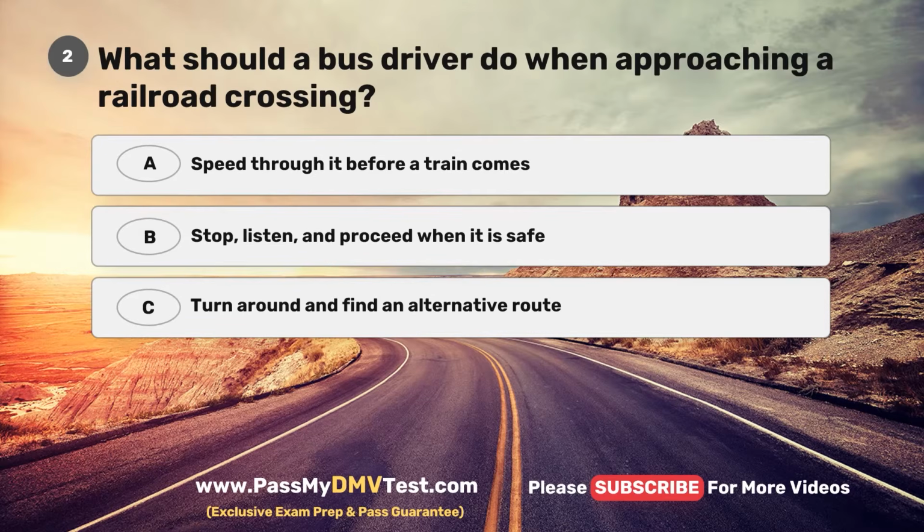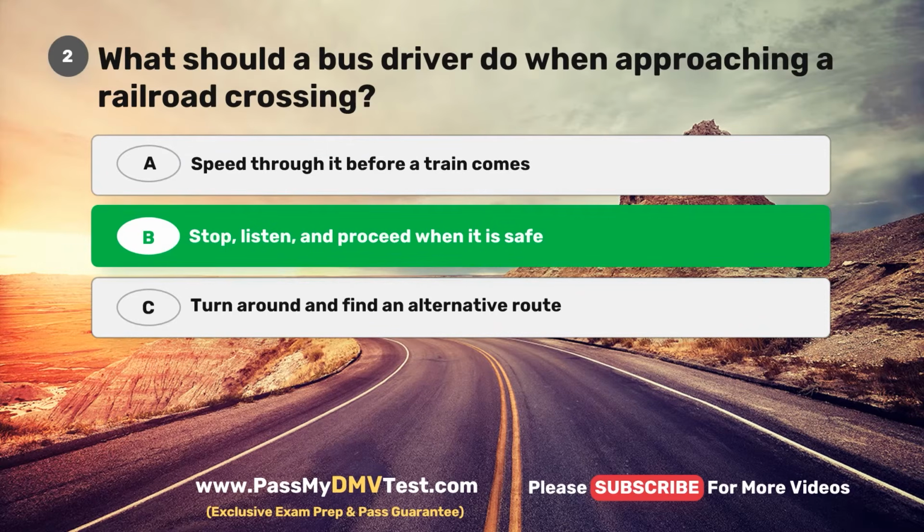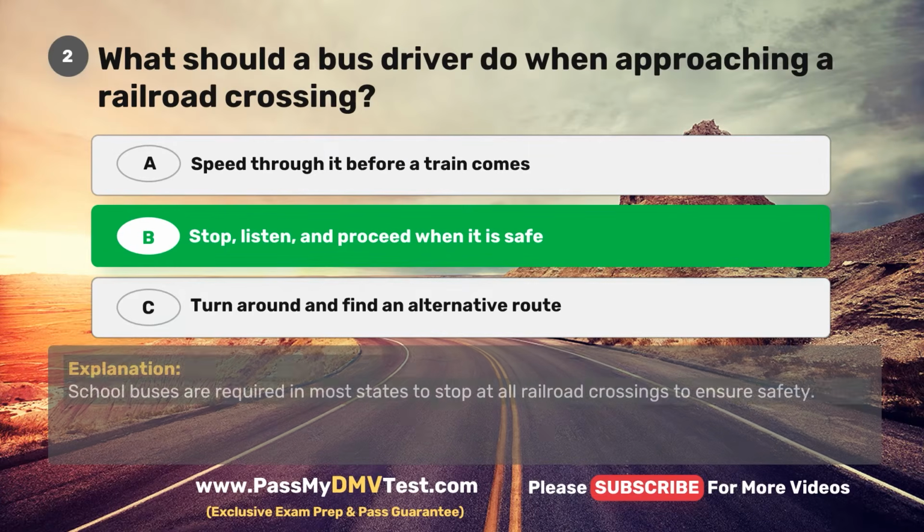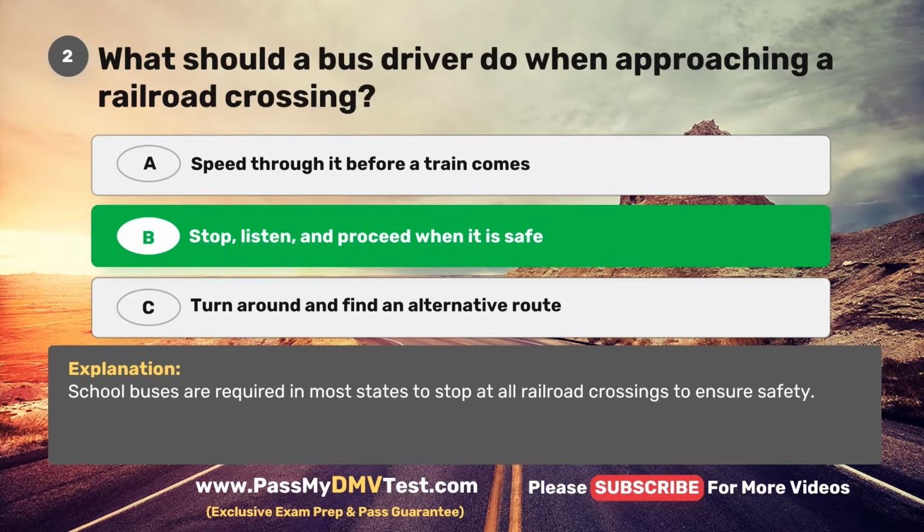A. Speed through it before a train comes. B. Stop, listen, and proceed when it is safe. C. Turn around and find an alternative route. The correct answer is B. Stop, listen, and proceed when it is safe. School buses are required in most states to stop at all railroad crossings to ensure safety.